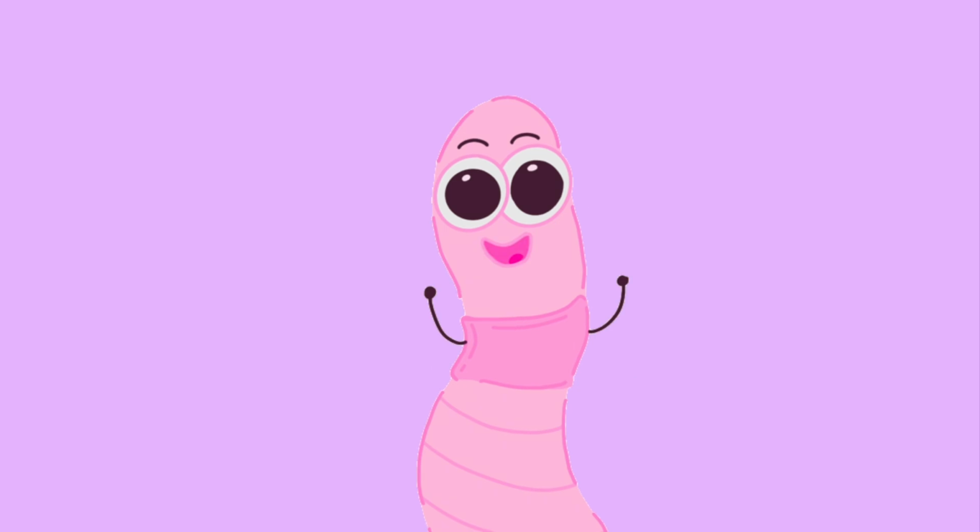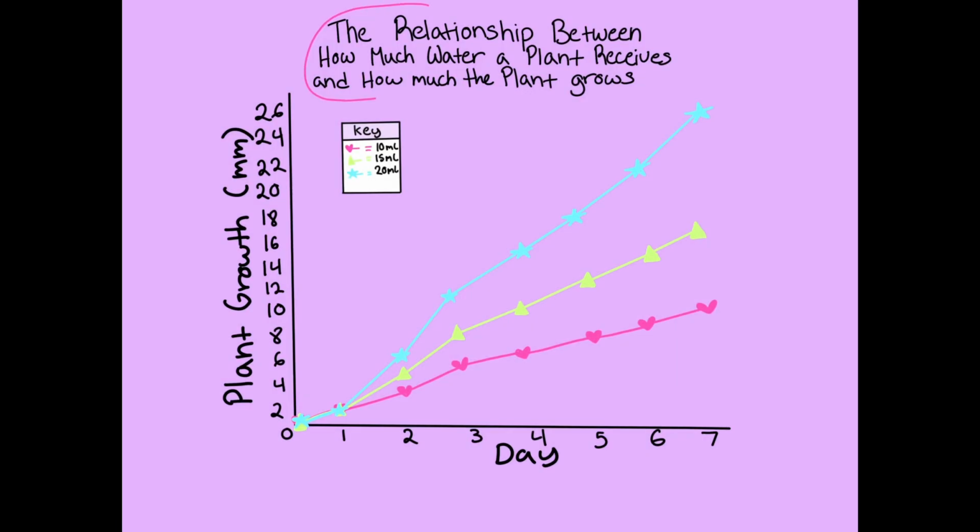When creating a graph, you should always remember to include these things: a title that relates the independent and dependent variables, an X and Y axis line, axes numbered in the same pattern, units on each axis along with a title, and a key or legend if that's needed.